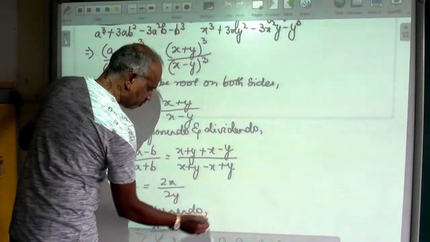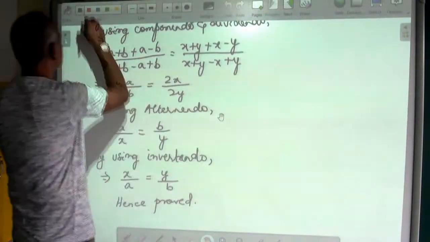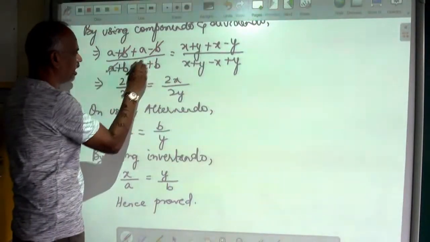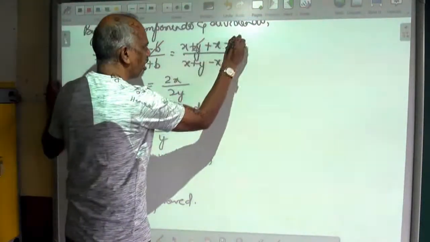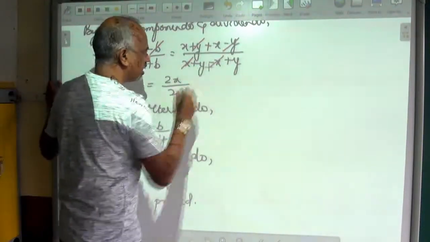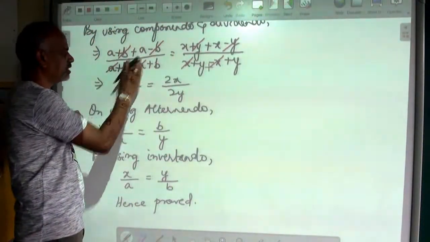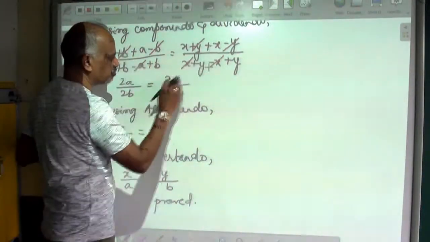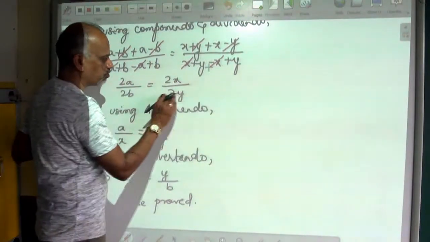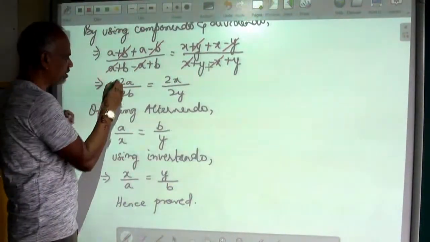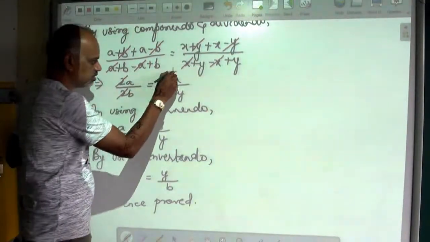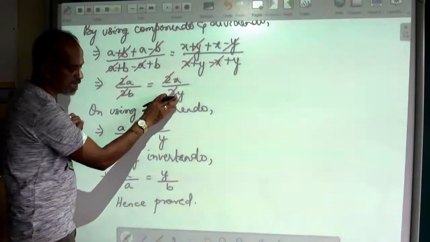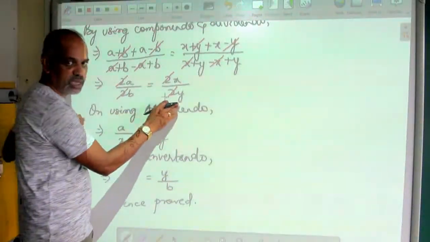Okay. So let's cancel whatever is possible. That's plus b minus b gets cancelled, a and minus a gets cancelled, y and minus y gets cancelled, x and minus x gets cancelled. So you are left with a plus a, which is 2a, divided by b plus b, which is 2b, is equal to x plus x, which is 2x, divided by y plus y, which is 2y. Again to cancel, you can cancel 2 and 2 here, this 2 and this 2. So you are left with a by b is equal to x by y.